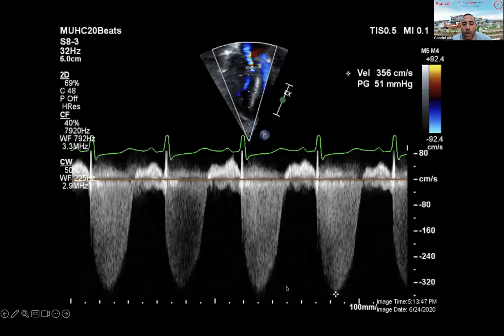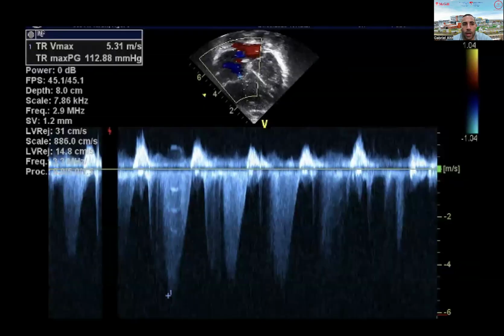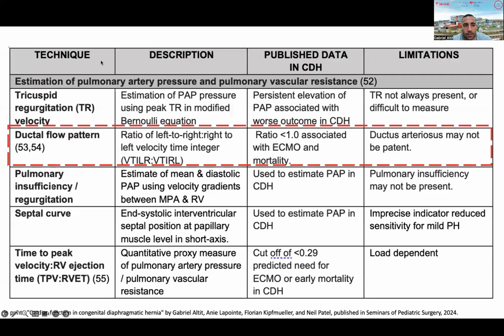Another example here where it's 51 millimeters of mercury. So ideally, your line of interrogation needs to be in the line of this jet in order to estimate the speed of this jet as accurately as possible. Another example here where you can see that the jet is going probably this way, and then the line of interrogation attempts to be in the same direction, and we get 113 of RV-RA gradient.